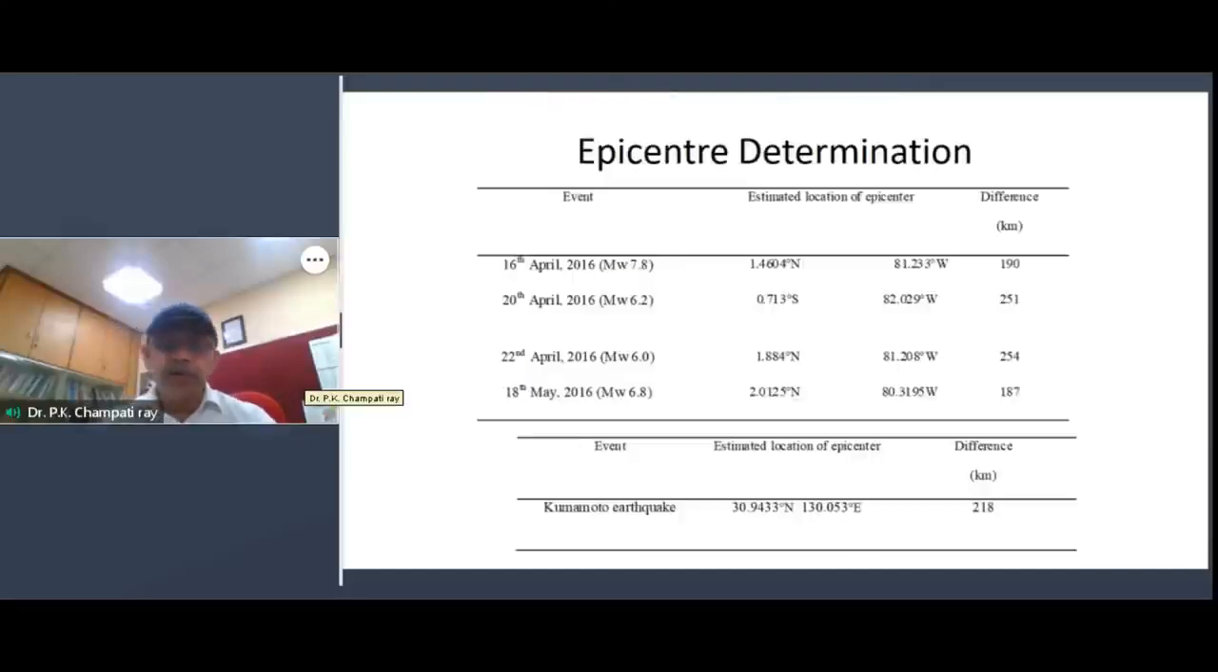Now, what accuracy did we get from the various earthquake events we have analyzed: 190 kilometer, 250, 254, 197. This is the kilometer accuracy we see, around 200 kilometer or 150 kilometer between the estimated earthquake epicenter and the actual earthquake epicenter. So this shows that 10 days, 5 days or so before, you are able to know the earthquake is coming, and coming at a place which is just 250 or 150 kilometers away from your prediction. It's a significant achievement, I would say.